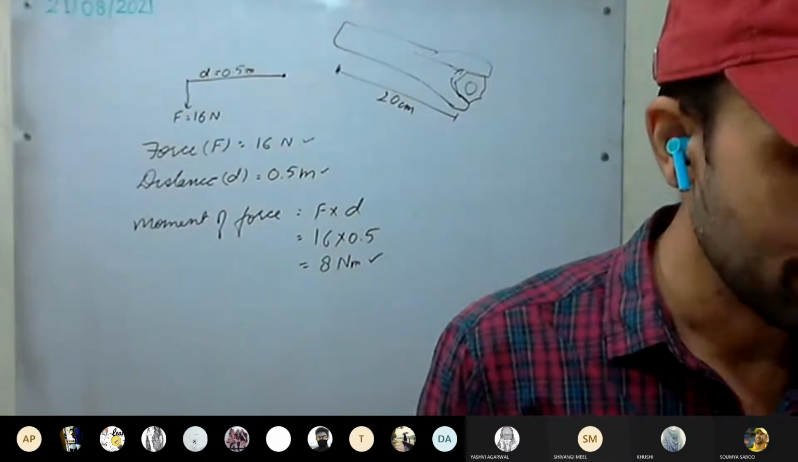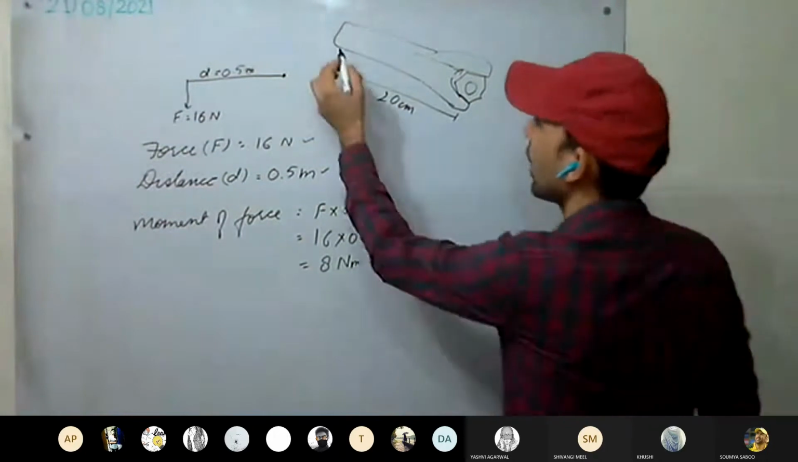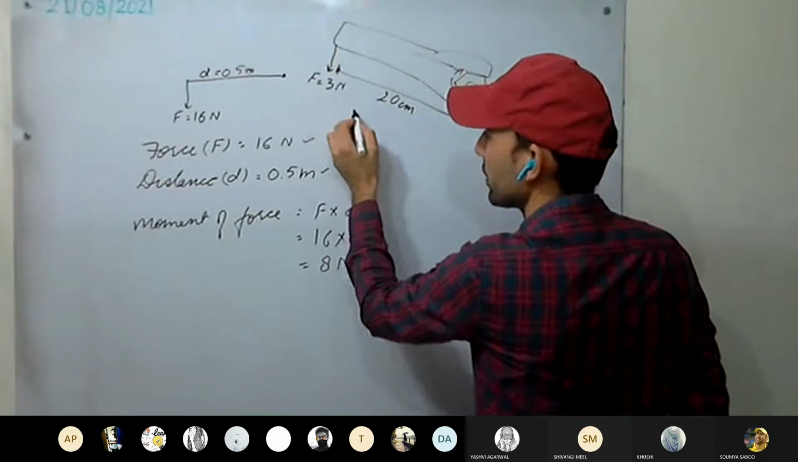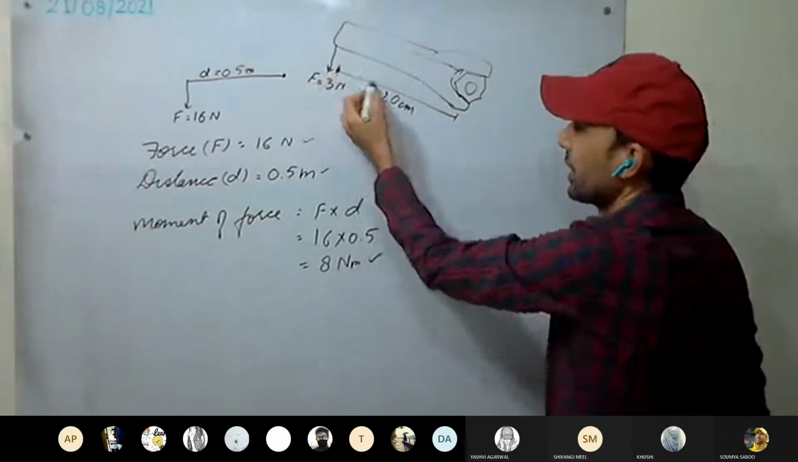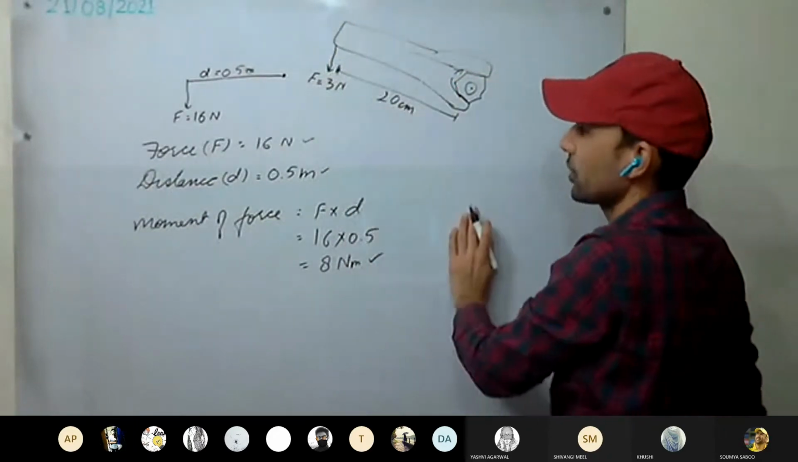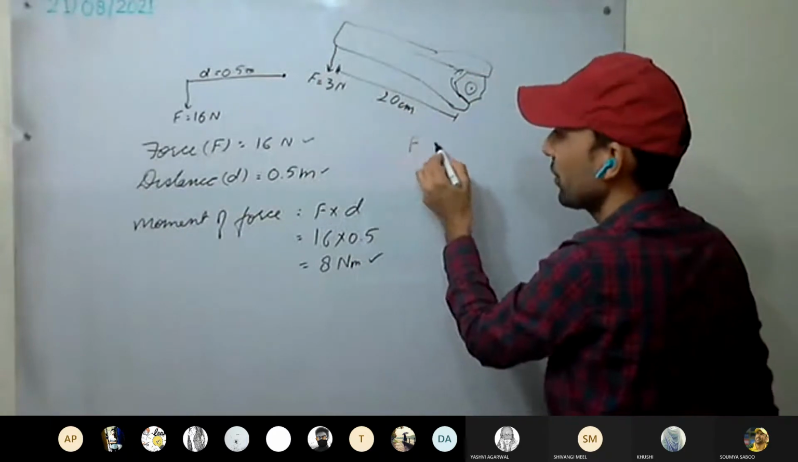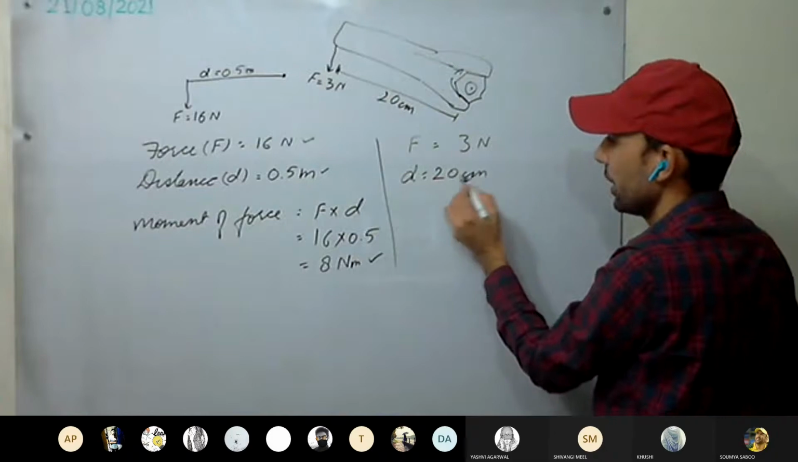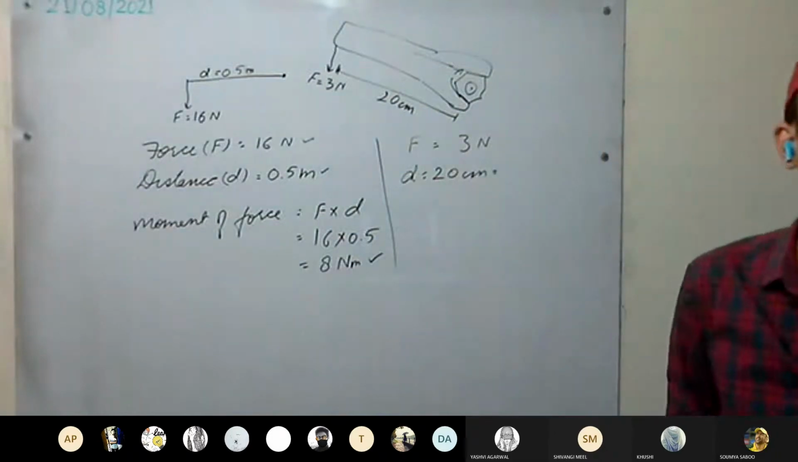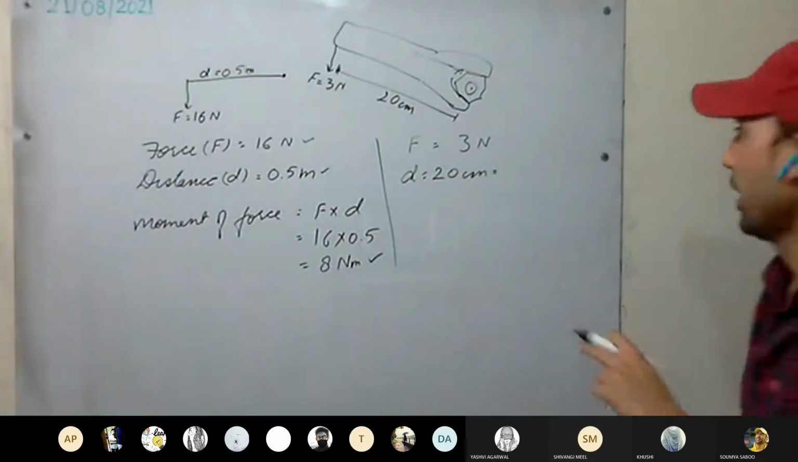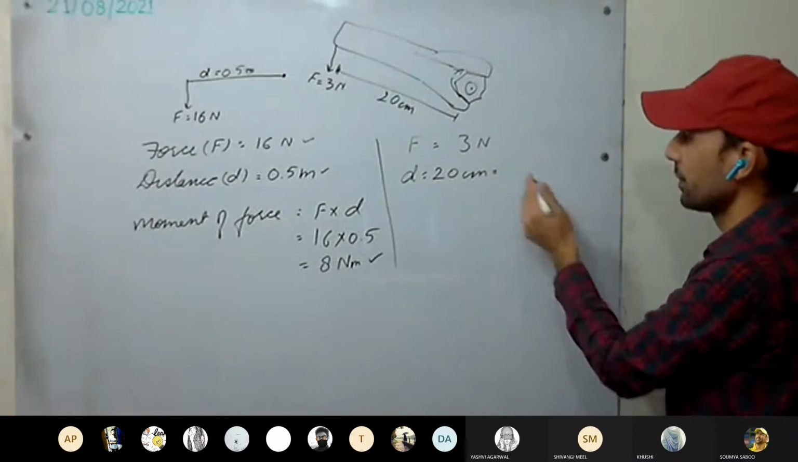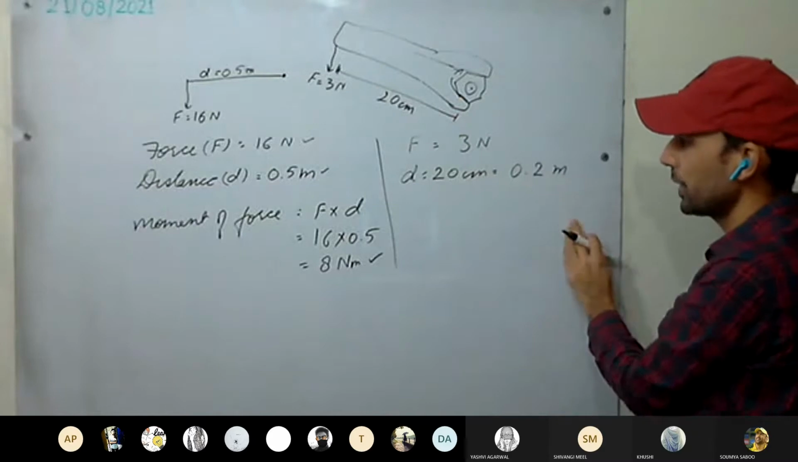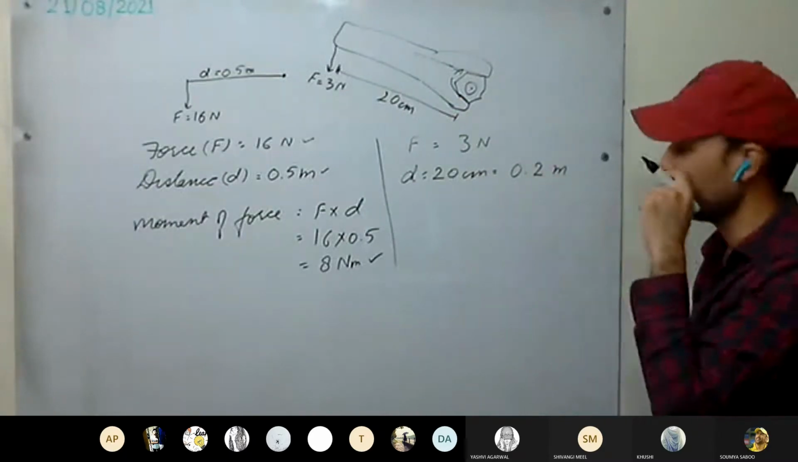If the least force required to open the nut is 3 Newton. Least force means here we are applying the force. How much? 3 Newton, at a distance of 20 centimeter from the axis of rotation. So force F equals 3 Newton. D is 20 centimeter, which is in CGS, so we have to convert it into SI. How much in meter will it be? 0.2 meter or 0.20 meter, they are the same.